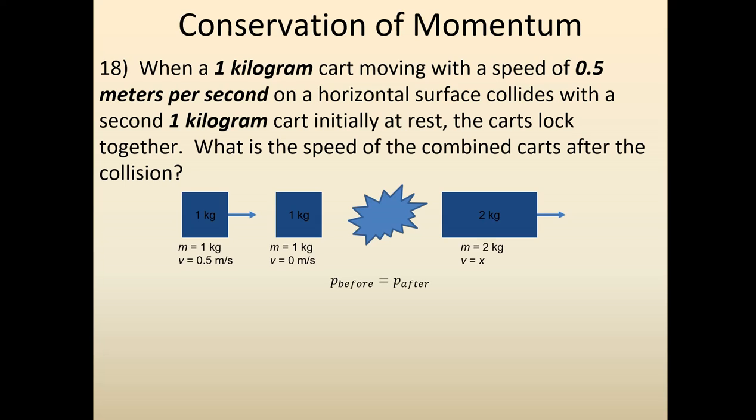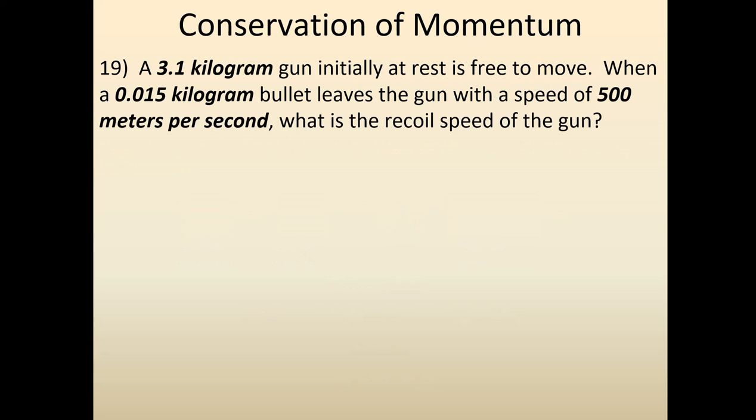We write P before equals P after. We do 1 times 0.5 plus 1 times 0 and set that equal to 2 times x. Clean it up and then solve for x, and we get that the final velocity is going to be 0.25 meters per second. All right. Here's the next question. Pause the video, work it yourself, and we'll go over it in a second.